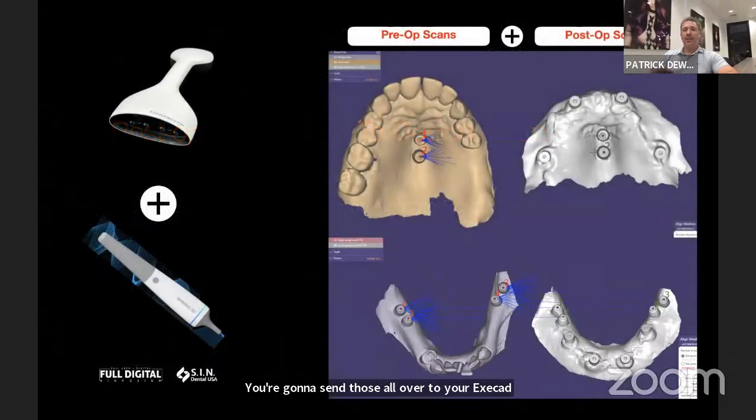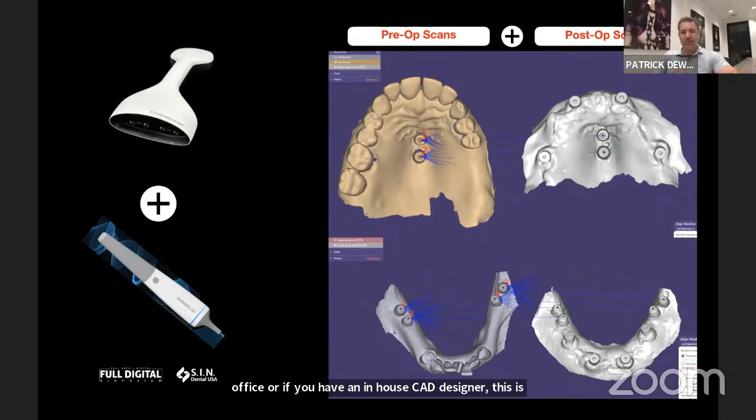Now, everybody, I want you to pause for a moment. I'm going to talk from this phase forward, and then I'll come back. But this is what happens behind the scenes with the exocad design team. So whoever the laboratory is, whether you send it out of the office or if you have an in-house CAD designer, this is what they'll do in exocad.